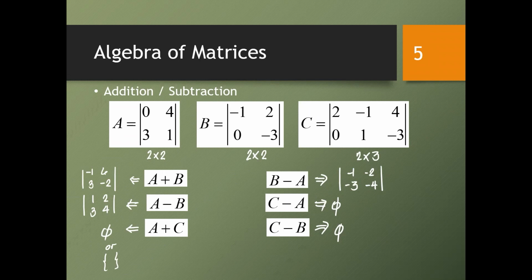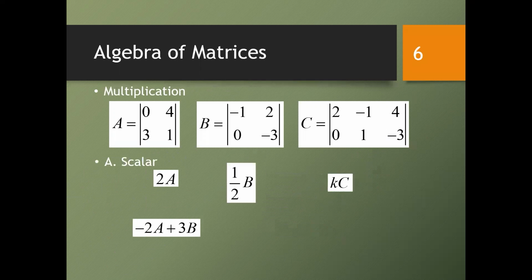You cannot perform addition or subtraction between C and A, or C and B. But it does not necessarily mean that if you cannot perform addition or subtraction in those, you also cannot perform multiplication. I'll show you later on if we can or cannot perform multiplication. So at least addition and subtraction are quite clear. Let's go to the next operation, the multiplication of matrices.